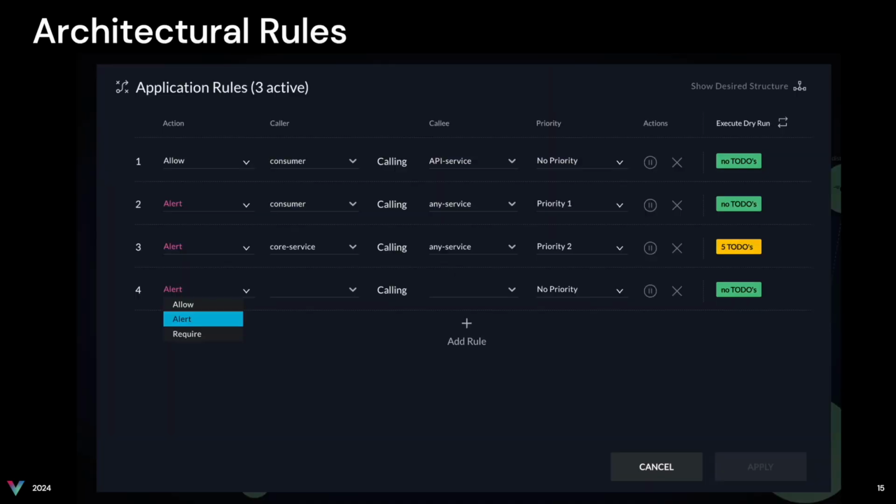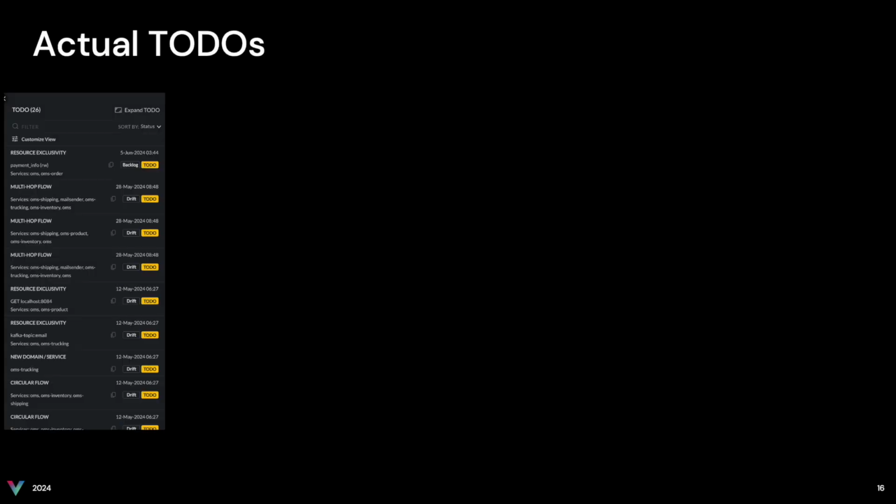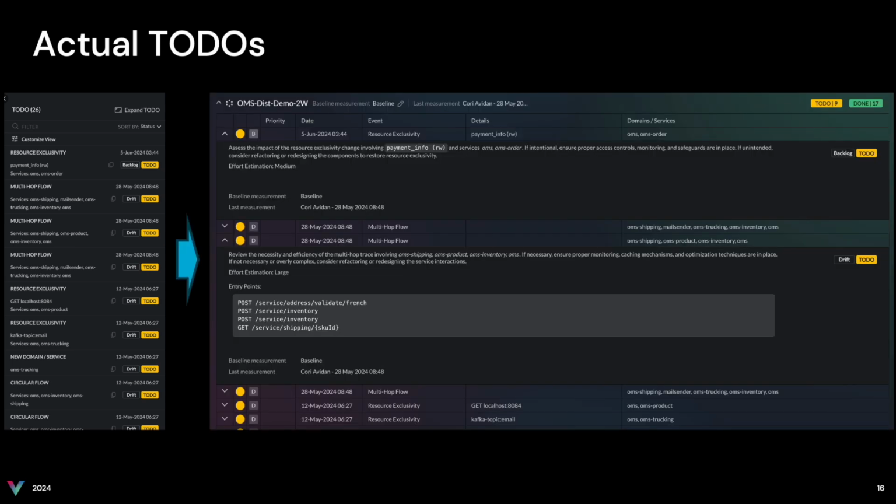The architectural rules engine allows the user to determine rules about services or groups of services through tagging. It then validates whether these rules are met, and if not, it generates specific actions called to-dos in order to rectify the architectural violations. This is the list of to-dos generated by the system, which include a variety of architectural issues, architectural drifts, and rule violations. Each to-do has a very specific description of the remediation action needed.